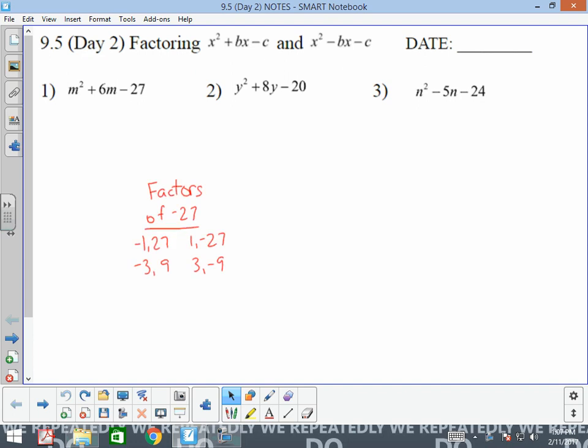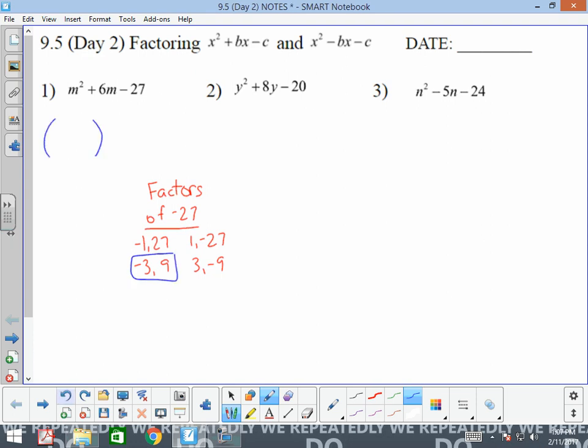Okay, so they are negative 1 and positive 27, positive 1 and negative 27, negative 3 and positive 9, positive 3 and negative 9. So we have to have different signs. So we're looking for the pair of factors of negative 27 that when we combine them, we get positive 6. So that would be negative 3 and positive 9.